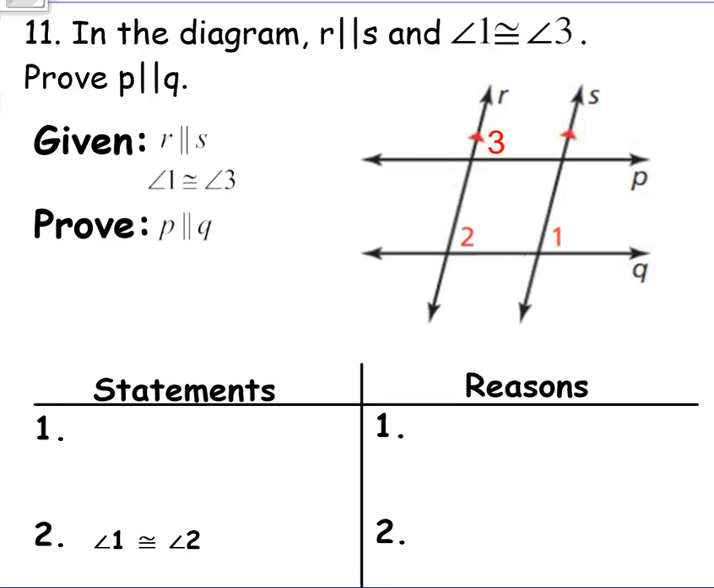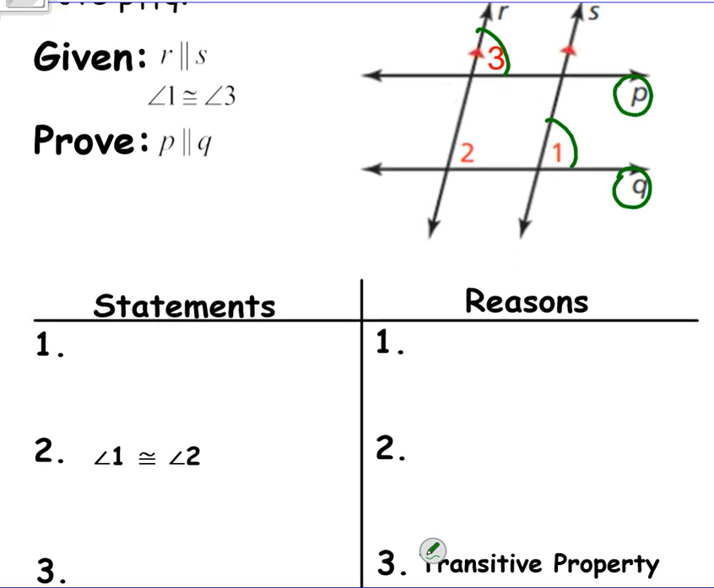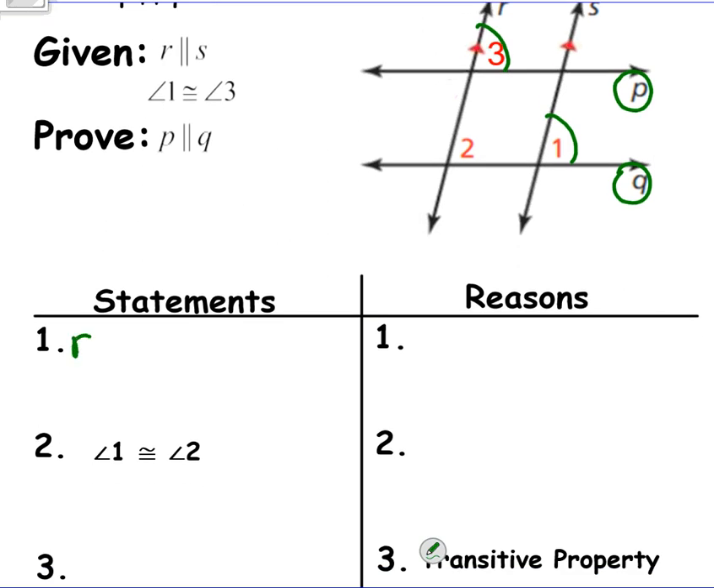Okay, it's two-column proof time, but I have some hints in here. In the diagram, R and S are parallel to one another, and angle 1 is congruent to angle 3. So let's put some arc marks for angle 1 and angle 3. We want to prove that we have parallel lines in the other direction, that P and Q are going to be parallel. So step 1, well, that's going to be your given. Let's put down R is parallel to S, and angle 1 is congruent to angle 3 by given.